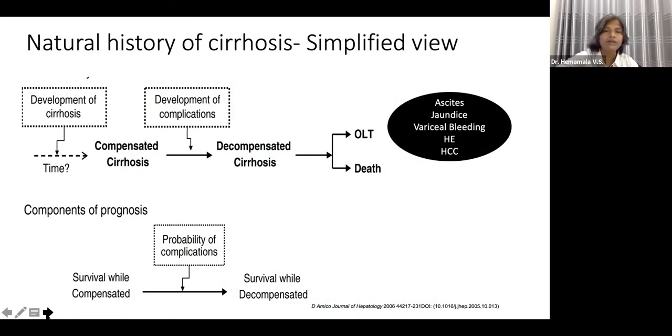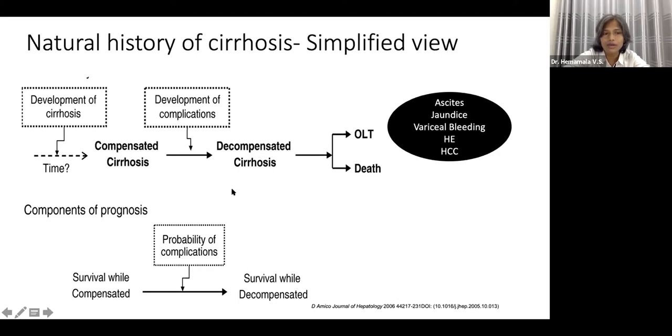From the time of my MBBS, or even 10 years later, there was a paper published in 2006. When somebody has cirrhosis, we always try to put it in two compartments: compensated cirrhosis or decompensated cirrhosis. Decompensated cirrhosis means they will have ascites, jaundice, variceal bleeding, hepatic encephalopathy, or HCC. If they have any of these, we say they have decompensated cirrhosis. But before that, they may have compensated cirrhosis, which may develop over a long period of time, and it may take some time to go into decompensation.